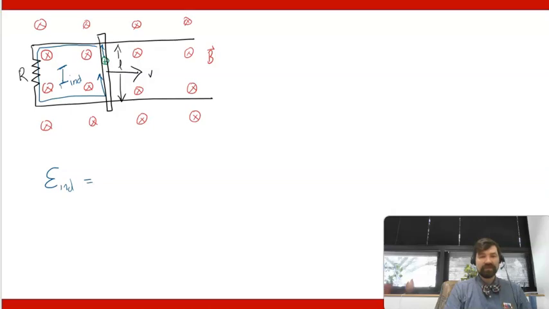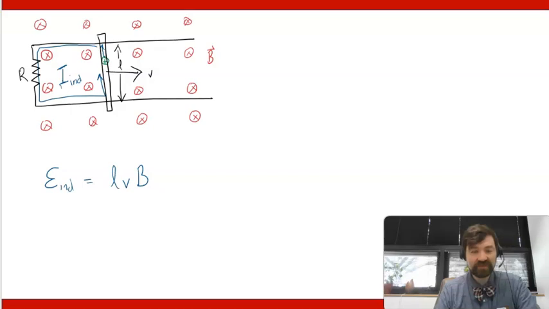equal to the distance between the two tracks, we'll call that L, times the magnetic field strength B times the velocity vector V magnitude, so we'll say LVB, times the sine of the angle between V and the magnetic field. And in this case, you have a counterclockwise current as a result.